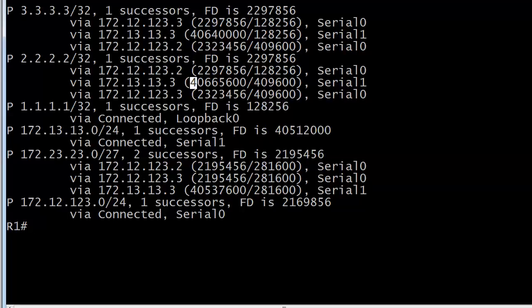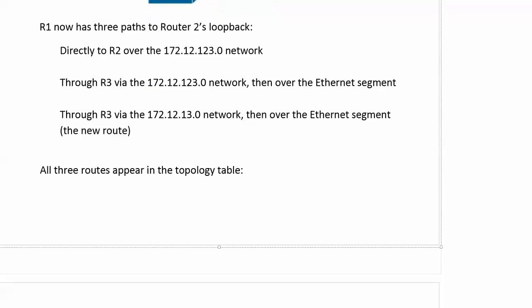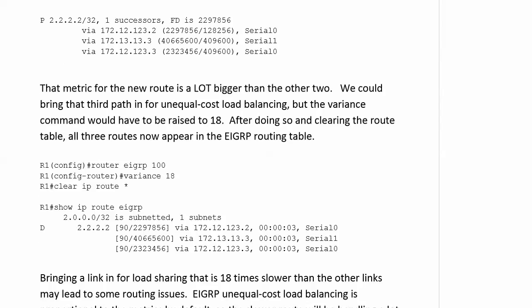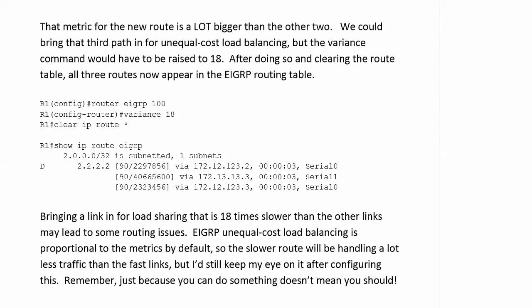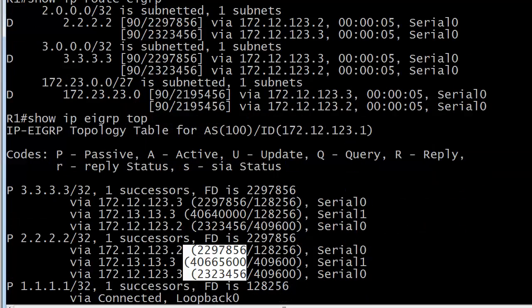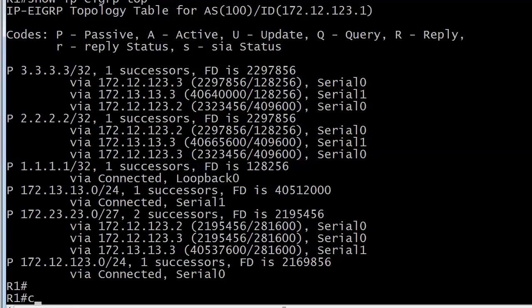But look at this huge whopping metric. That's a big metric, and it's a lot bigger than 229,78,56 or even 232,34,56. Pretty darn big. So if we were going to bring that third path in for unequal cost load balancing, we would have to raise the variance to 18. And we're going to do that. And also I wanted to show you in the routing table, by the way, that route doesn't appear. The route through 13.3 does not appear in the routes for the network for the router 2 loopback. We're seeing the 2 that we saw at the end of the last lab. So let's go ahead and change that variance to 18.